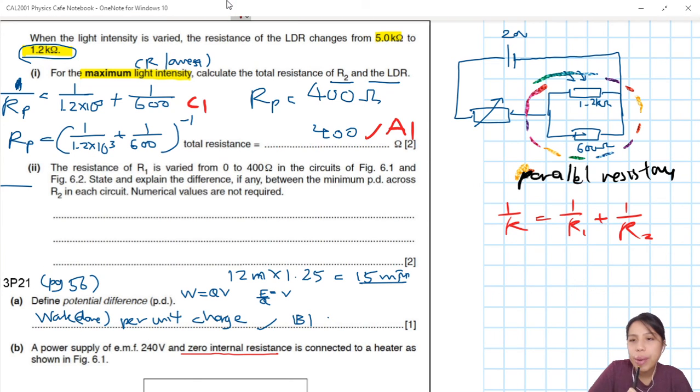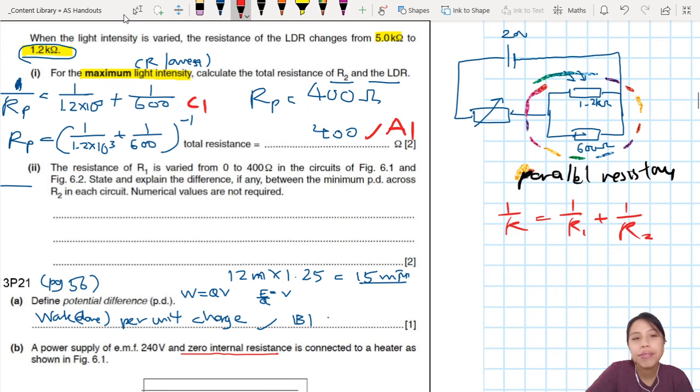Okay, not too bad so far. But now they ask us to explain. At the end of each question, sure got explain one, or draw graph. The resistance of R1, this one, is varied from 0 to 400 in the circuits, figure 6.1 and 6.2. State and explain, double action word, the difference between the minimum PD across R2. What are we trying to measure?